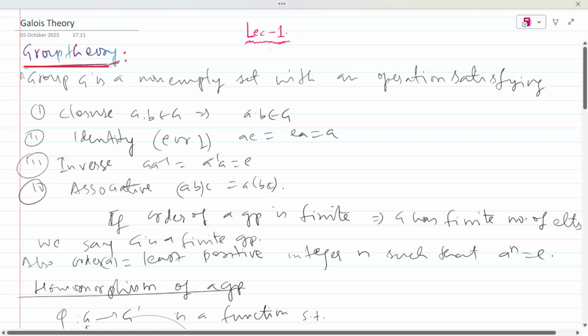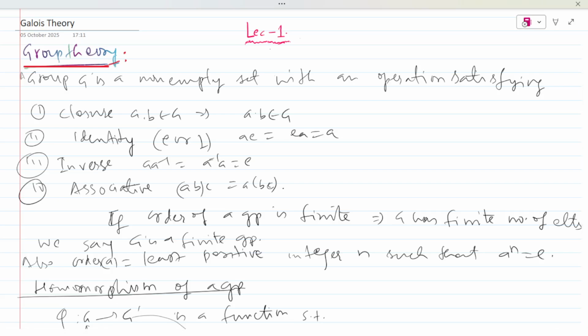So today I'm going to start Galois theory, one of the most important topics of abstract algebra. And for that purpose, I'm going to start with the basics of group theory, some basic ideas about group theory: what is a group, and what are some important notions of group theory. So firstly, I'm defining what a group is. A group is a non-empty set with an operation satisfying these four properties: closure, identity, inverse, and associative.